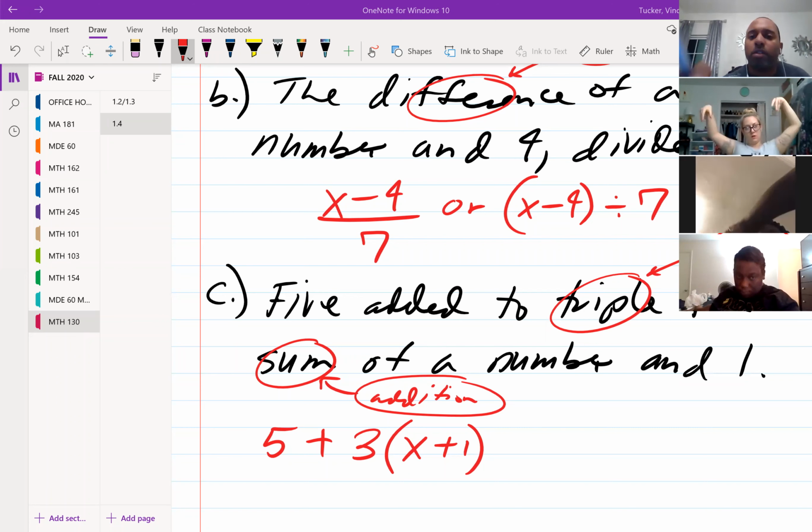All right, so let me see one thing. Checking my MyMathLab for one thing real quick, guys. It's going to dictate what I do next. Where'd it go? There we go.